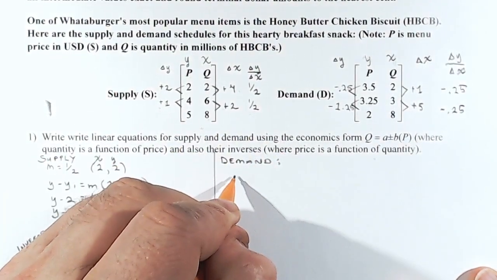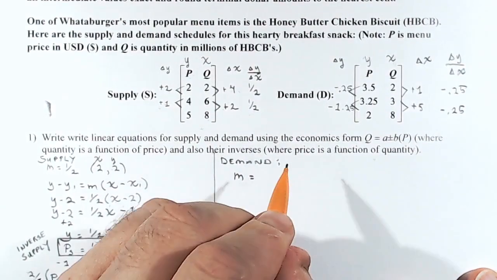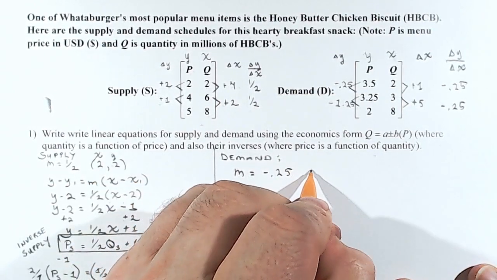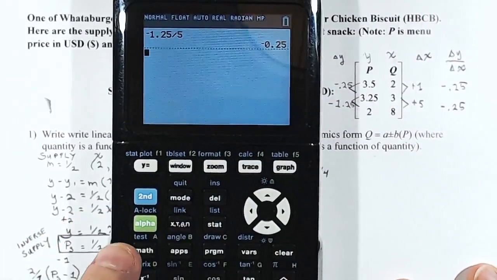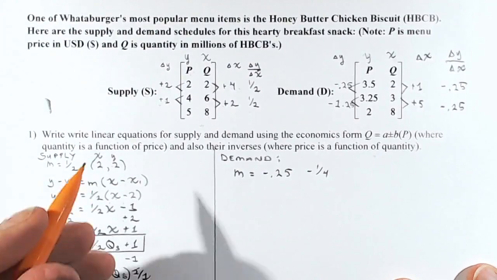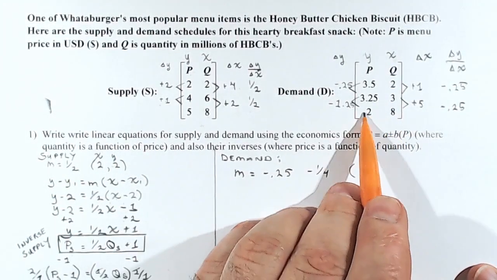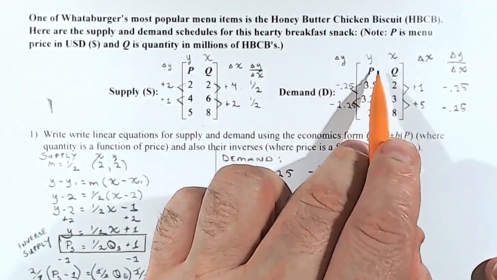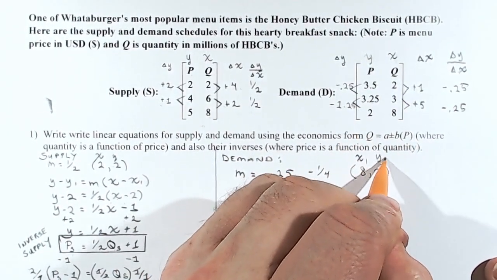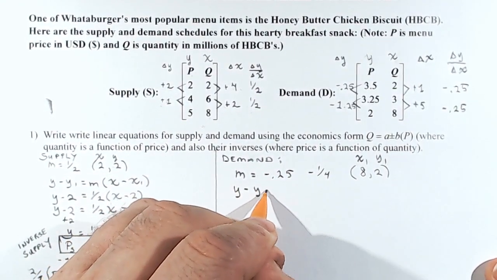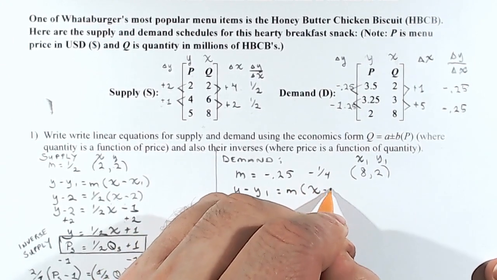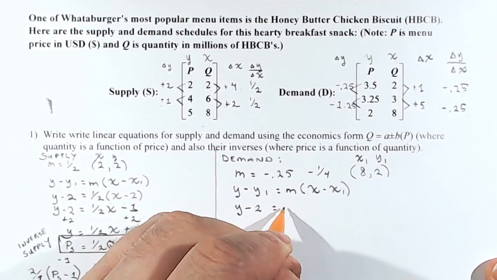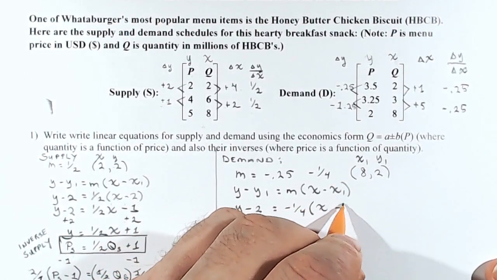So we have demand here. Our slope m is equal to negative 0.25, okay, which is also negative 1/4, which you could just get by hitting math, enter, enter, negative 1/4. And the point that we'll use is 8, 2. It's very important you write them this way. Remember, your x comes first, but these are written backwards. So this is x1, and this is y1. Remember, our point-slope formula is y minus y1 equals m, open parentheses, x minus x1, close parentheses. Substituting in my values, I have y minus 2 equals negative 1/4, open parentheses, x minus 8, close parentheses.